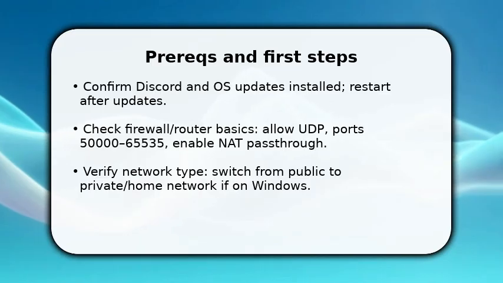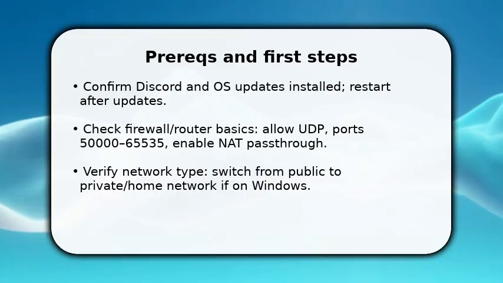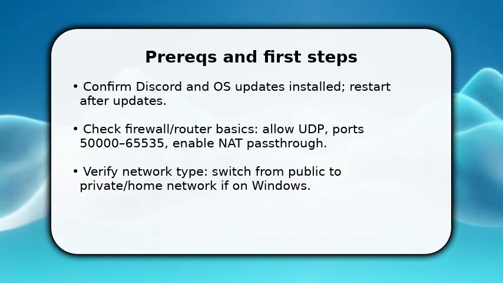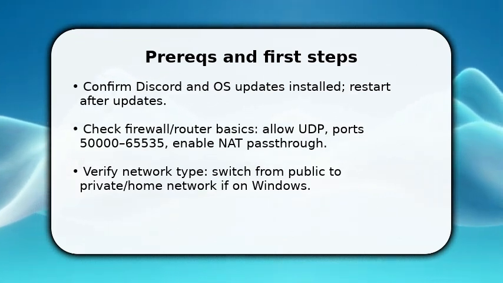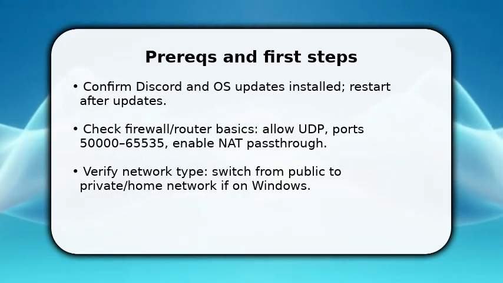Make sure UDP traffic is permitted and NAT pass-through is enabled because DTLS uses UDP channels for voice. Also verify the PC's network profile. On Windows, set the connection to private or home so discovery and incoming voice flows aren't blocked. These actions unlock the next diagnostic layer.